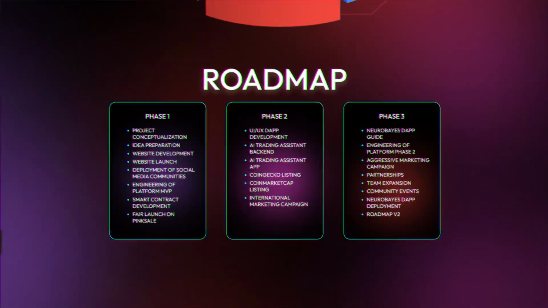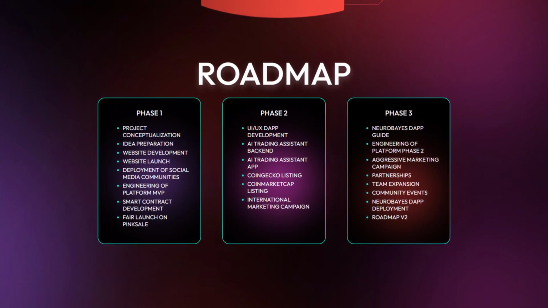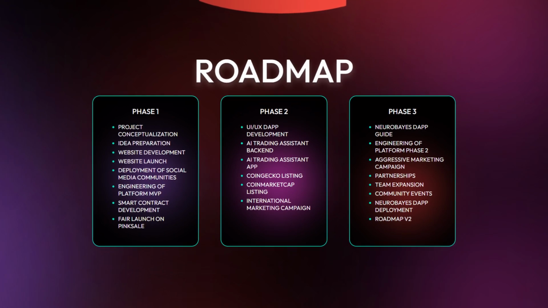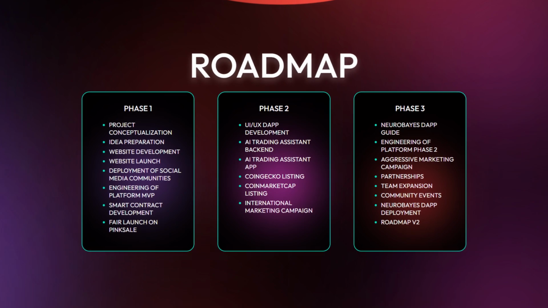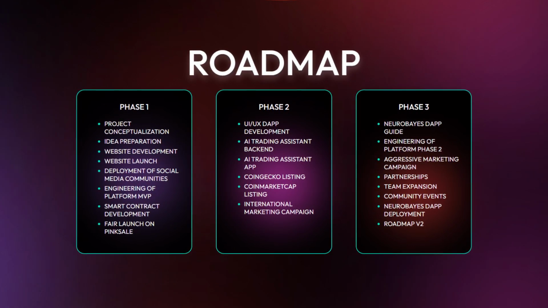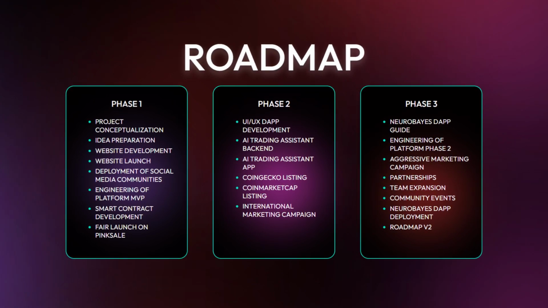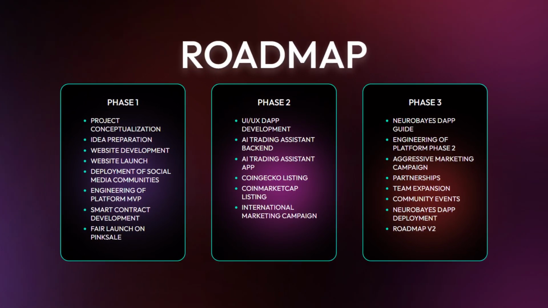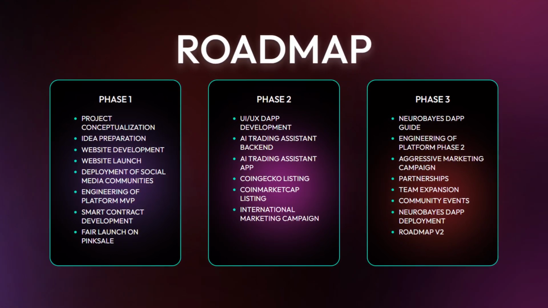And the roadmap consists of three phases, and phase one includes conceptualizing and preparing the idea, developing and launching the website, deploying social media communities, developing the MVP and smart contract, and conducting a fair launch on Pinksale. In phase two, the UI and UX stack will be developed along with an AI trading assistant backend and app, and the project will be listed on CoinGecko and CoinMarketCap. An international marketing campaign will also be launched.